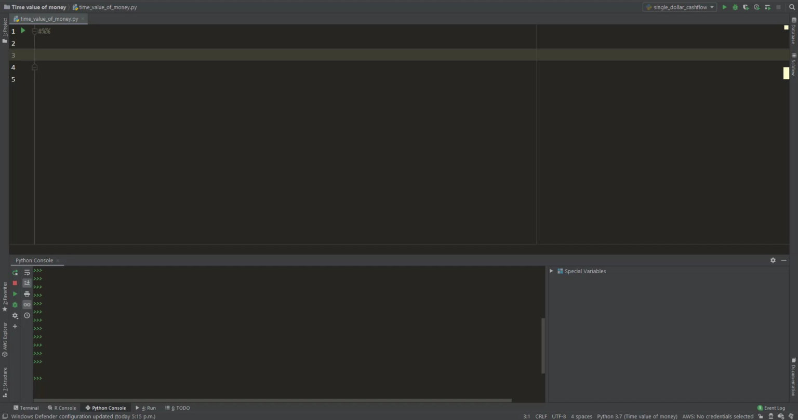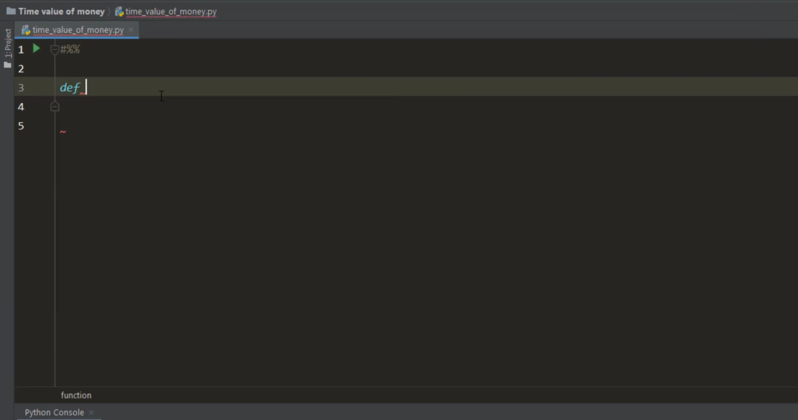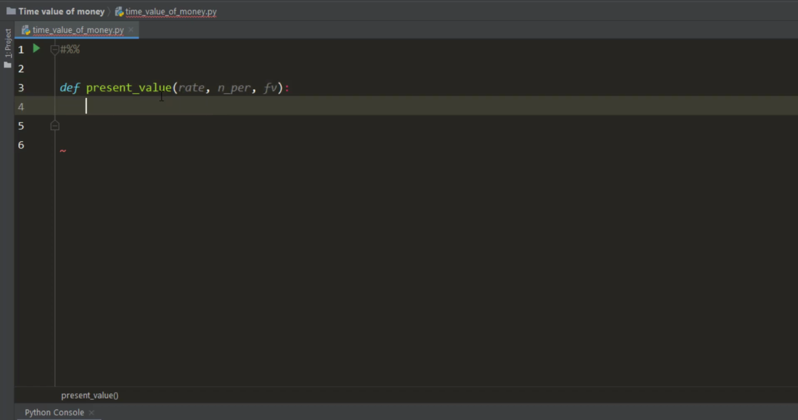Today we are going to apply what we've learned in the previous video in Python. We will begin by defining a function, name it present value. We give it a rate, we give it a number of period, and because it's a present value, we want to give it an FV as a future value. It should be given in the question.